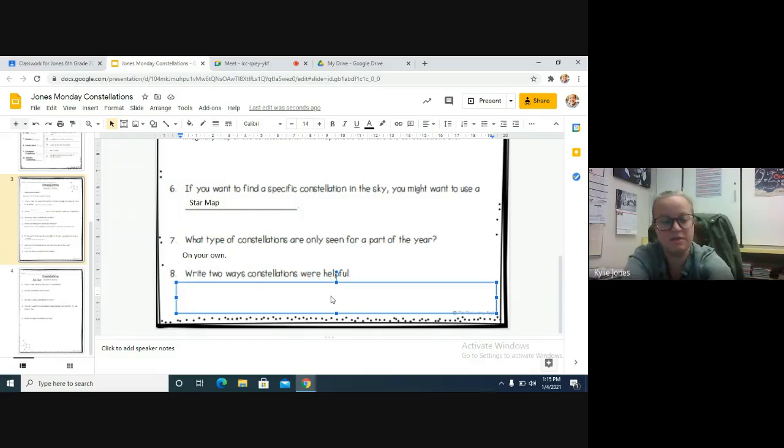Okay, so do number 7 and 8 on your own, please. Number 7 says what type of constellations are only seen for part of the year. So you just need to write what those are called. And number 8 is what are 2 ways that constellations are helpful. Okay, so I'll give you guys about 3 minutes on those. Be answering.